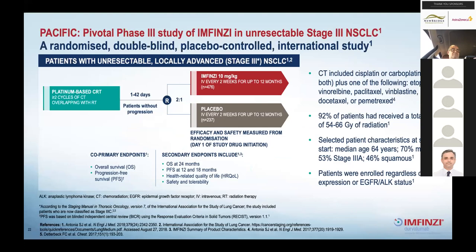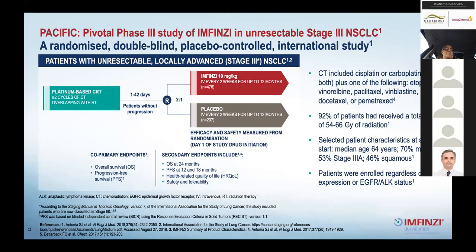This is the design of the PACIFIC pivotal phase 3 study of Imfinzi in unresectable stage 3 non-small cell lung cancer. It's a randomized, double-blind, placebo-controlled international study. Patients were eligible if they were unresectable, locally advanced stage 3. They had platinum-based chemoradiation therapy with at least 2 cycles of chemotherapy overlapping with radiation therapy. They were evaluated to be sure they didn't have any progressing disease, and the time between the end of chemoradiation therapy and randomization was between 1 and 42 days.